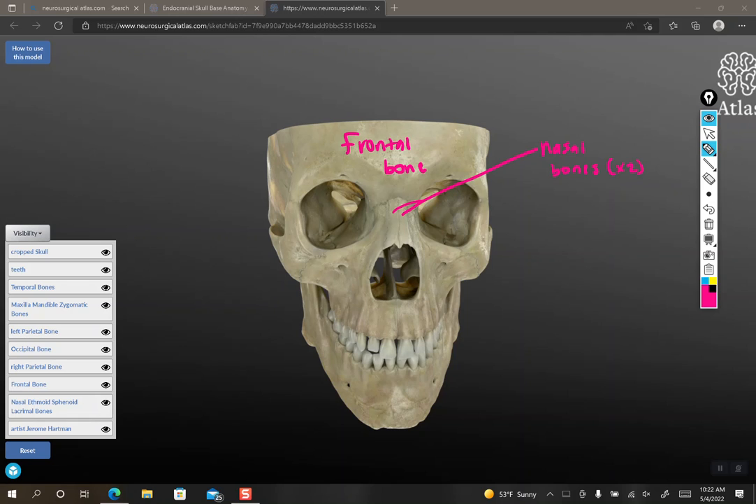Nasal bones times two. And here, there's also two of these, but I'm not going to label every single one. You should understand that there's bilateral symmetry to the skull, and therefore what's on one side is overwhelmingly also on the other. So this is the maxilla. That's the portion that contains your upper teeth. Making up the cheekbone is the zygomatic bone. The lower jawbone is the mandible.